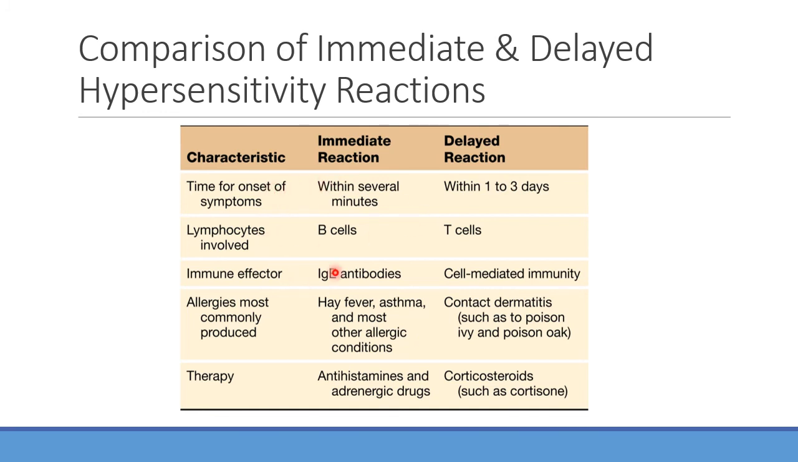We're going to find the B cells are going to be more involved here with immediate reactions because again, this is IgE mediated, right? You think IgG and IgM are going to be better for what? It's going to be better for fighting off viruses and bacteria and things like that, but IgE is mainly going to be for allergies here, right? Versus with the delay, it's going to be more cell mediated due to the T cells being involved here.